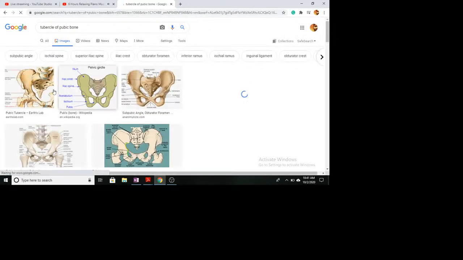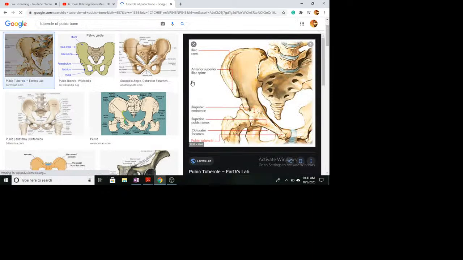Where is the pubic tubercle? Come on, pubic tubercle, where are you? Let's see in this figure. Okay, this one is the pubic tubercle. So if there is a line passing through this pubic tubercle, it is called the transtubercular plane. Are you getting it?